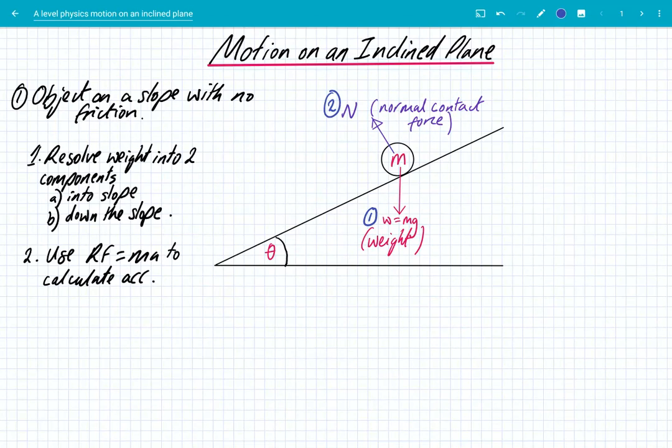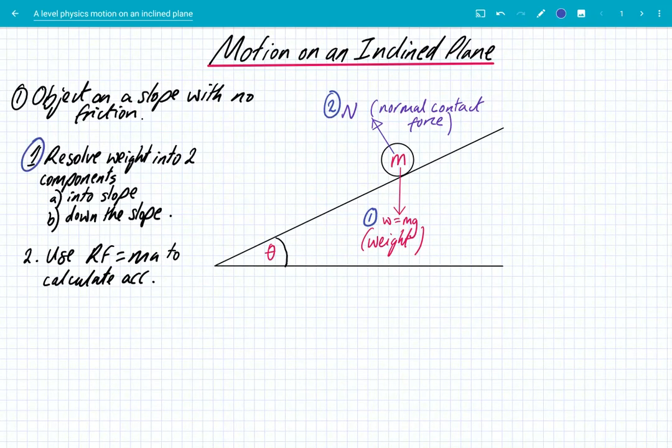The problem with these two forces is that they're not in line with each other, so we need to adjust one of them. We need to resolve one of the forces. And the one we're going to resolve is actually going to be the weight. The first step in any of these problems, step one, is to resolve the weight into two components, a component into the slope and a component down the slope, and it's the same every single time.